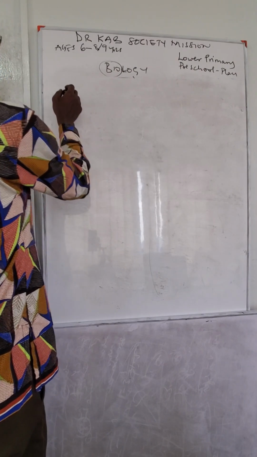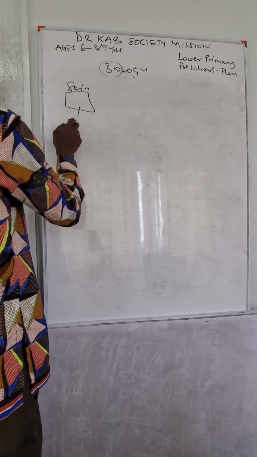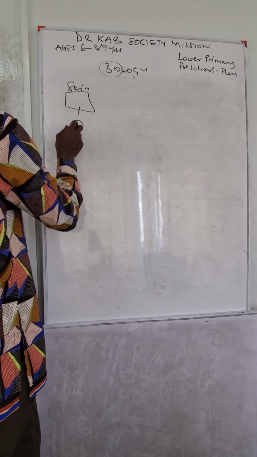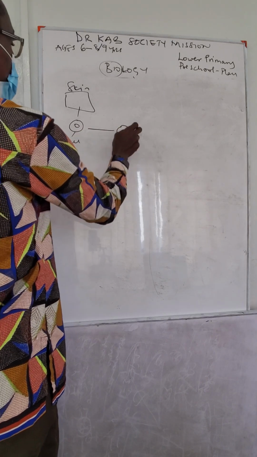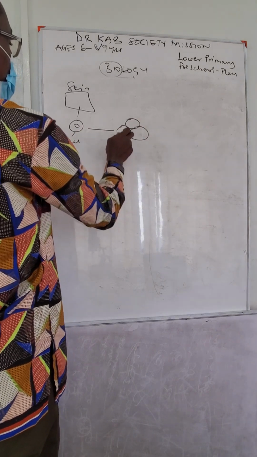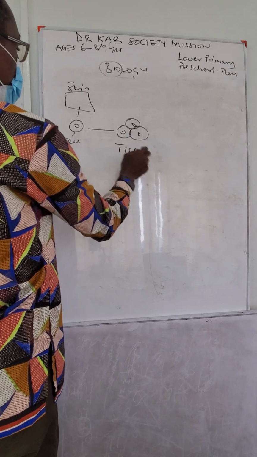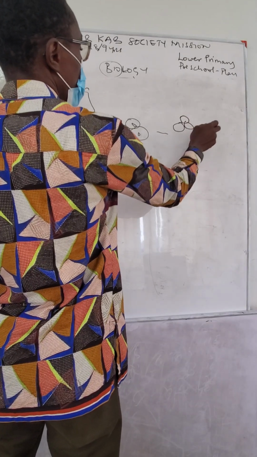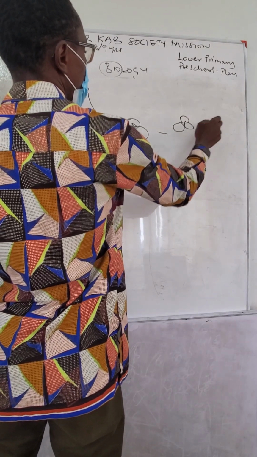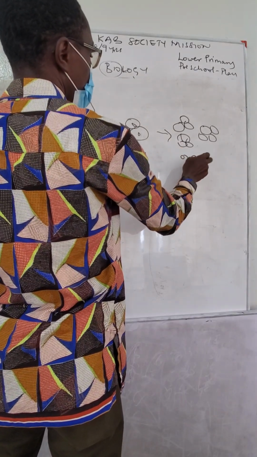So when I say our skin is here, this is our skin. At it you see something small, we say cell. This is a cell. When cells come together, we call that tissue. And these tissues can also come together, a group of tissues. Then we call that an organ.